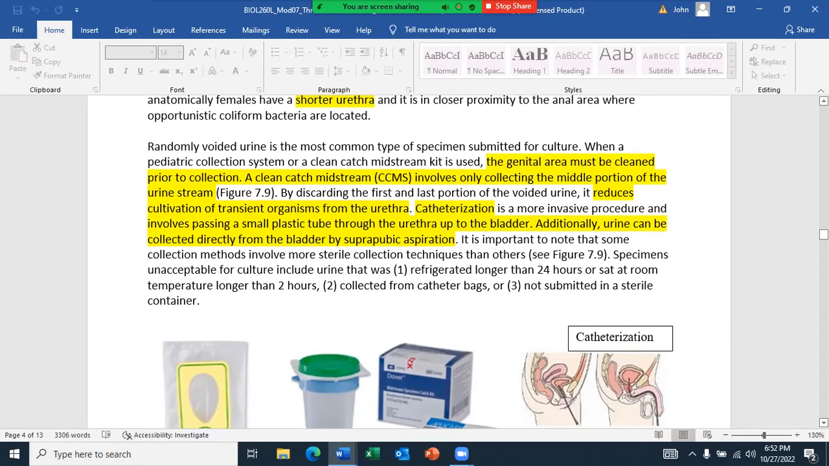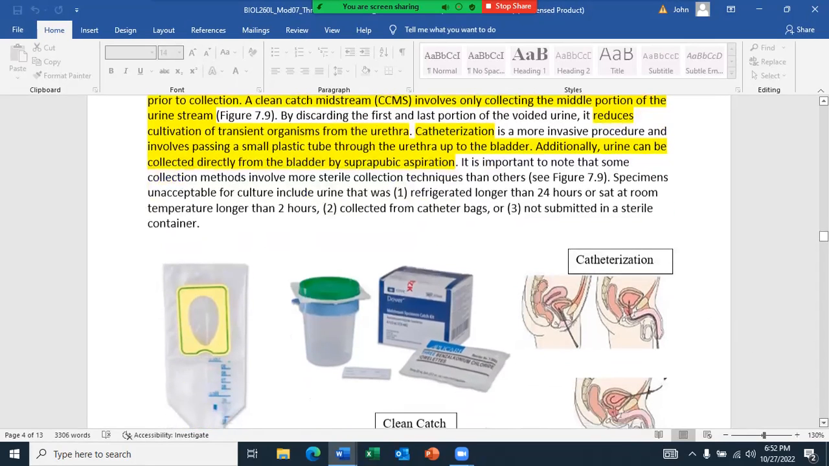An even better way of getting a urine specimen is to put a catheter into the patient's bladder and then sample the bladder directly. This is a somewhat invasive procedure, especially for a male, but it is cleaner. The trouble is the catheter is put through the urethra, which does have bacteria on it, and that can put bacteria into the bladder. So it's not perfect either, it's just better.